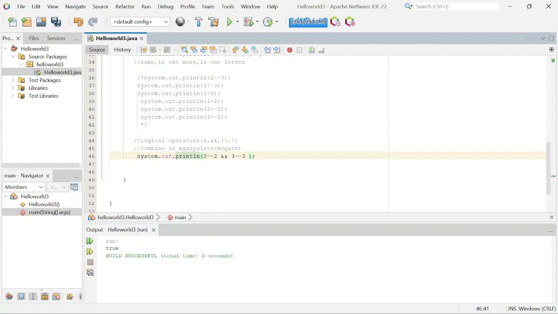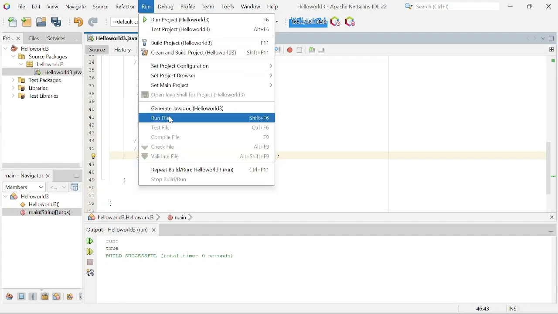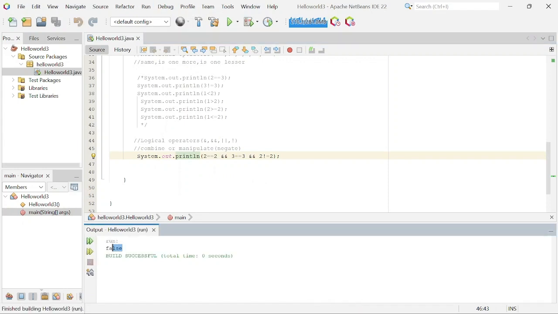Not only two, but you can add as many operands as you want. So let's say I tell 2 is not equals to 2. Well, obviously this is false. So since one of them is false, the result of this will be false too. So if I try to run it, I will get false.